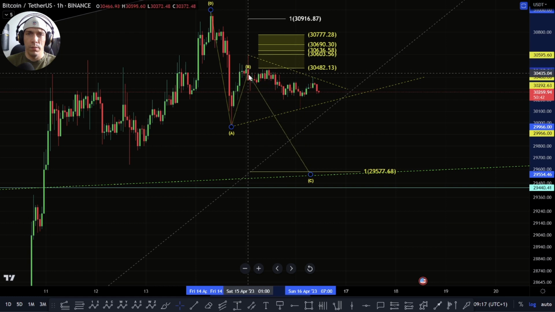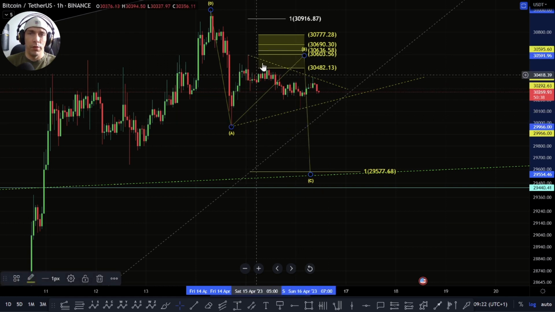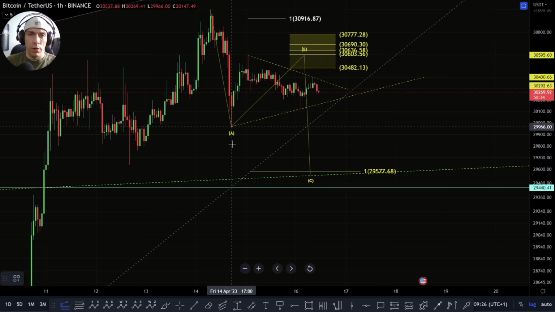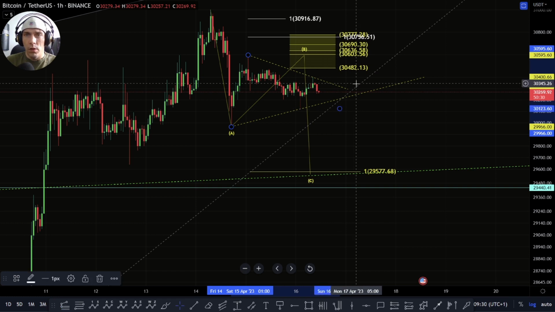I would possibly rather think that it's likely we're going to see an additional push to the upside here first. So if we do push to the upside, one of the targets that we can have, given the current structure, would be this zone here of this 30,756.